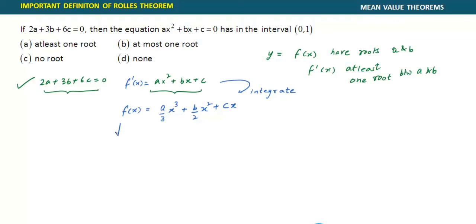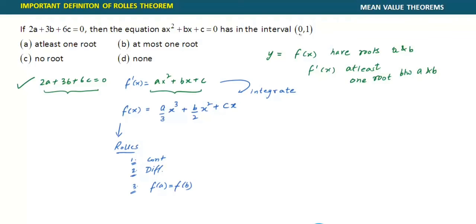Now if I have to apply Rolle's theorem, the validity of Rolle's theorem is that it should be continuous. So it's a polynomial, it is continuous. Since it's a polynomial, it's differentiable, no problem. Now we want to check that the value at the boundary points should be equal, that is f(a) should be equal to f(b).